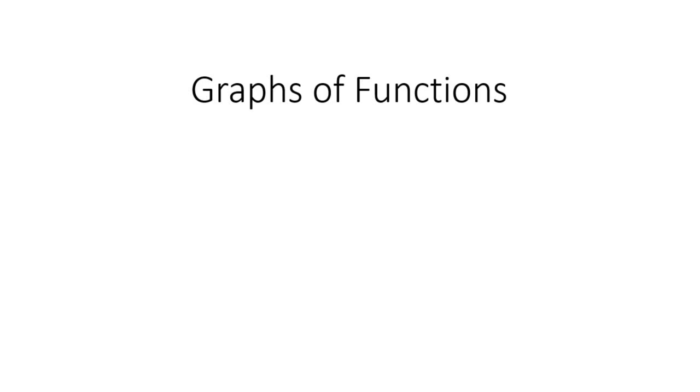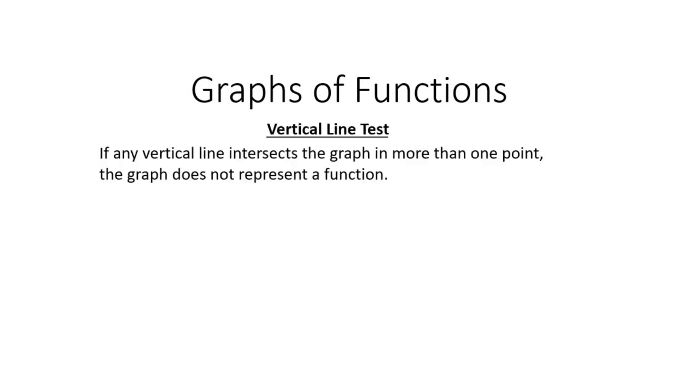Graphs of functions. So we have this vertical line test to determine whether a graph is a function or not. It says if any vertical line intersects the graph in more than one point, then the graph does not represent the graph of a function.